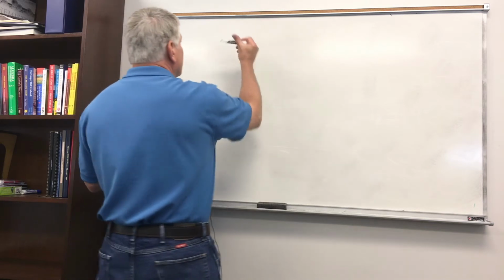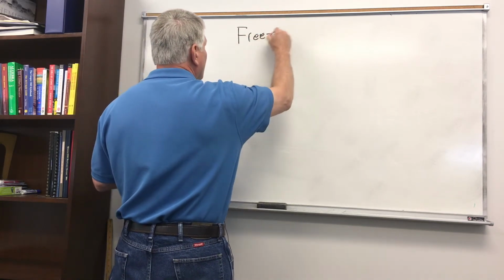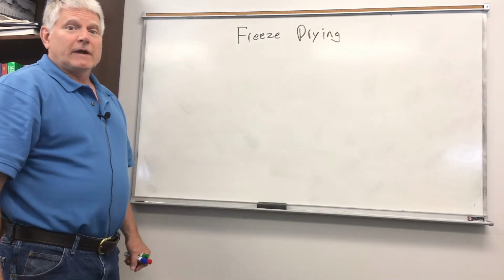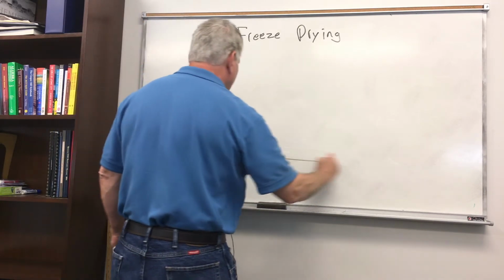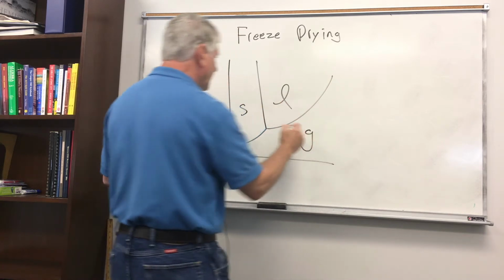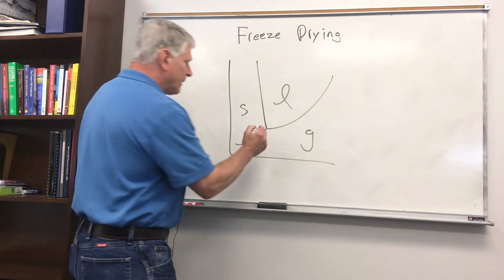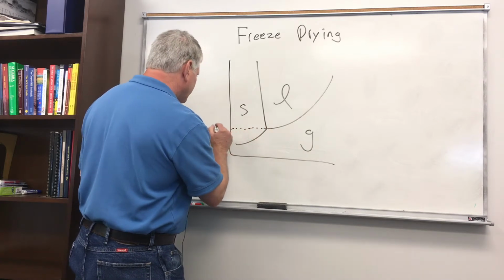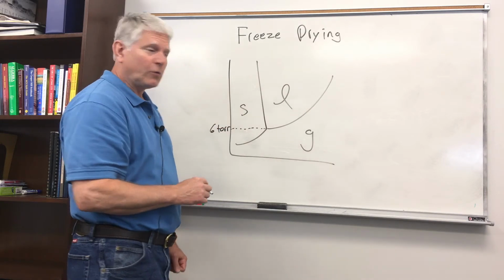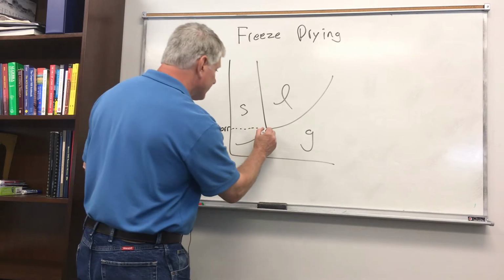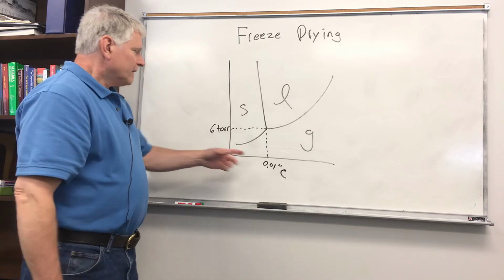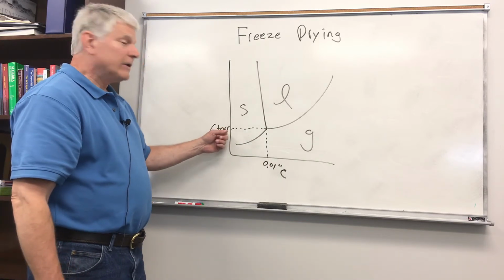Another example of using phase diagrams is freeze drying. So say I have the water phase diagram. Let's look at the phase diagram of water. The triple point pressure here is about 6 torr. So remember, there's 760 torr in an atmosphere. This is well below 1 atmosphere, and this is about 0.01 degrees centigrade. So close to 0 degrees centigrade and very low pressure.